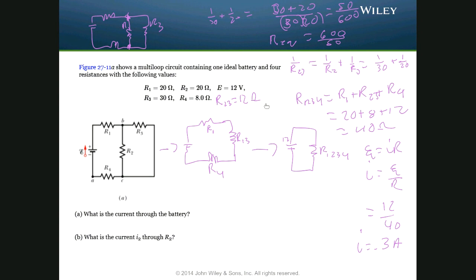And then once we do that, we can say that the equivalent resistance, or R1234, for all of them, will just be equal to R1 right there, plus R23, plus R4. All right, because that's how we add resistances in series. And then we can make the equivalent circuit with just the battery and R1234, and from there we can get the current. Does that make sense?